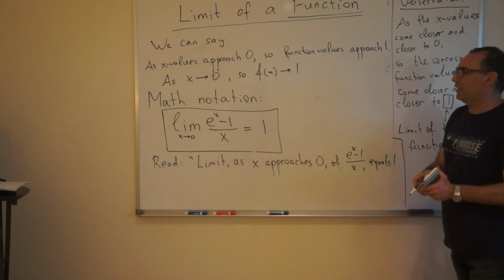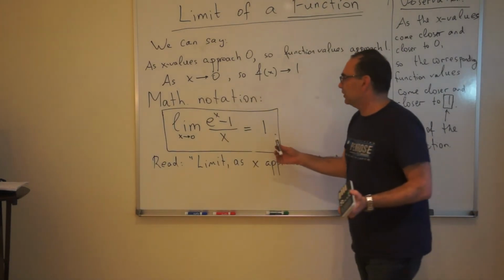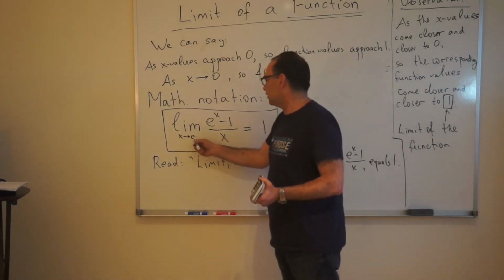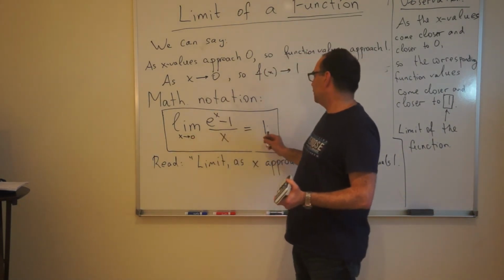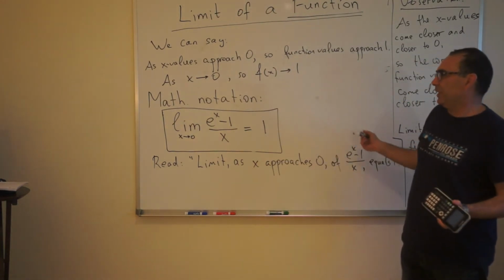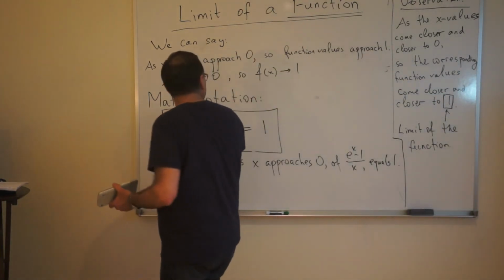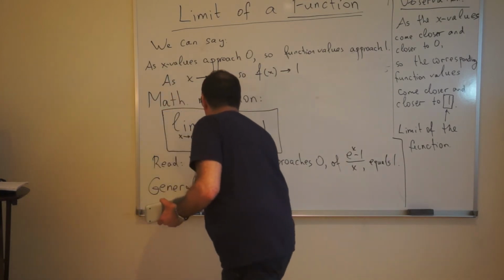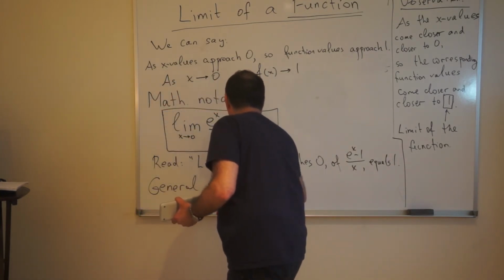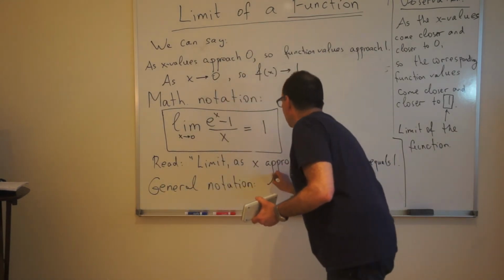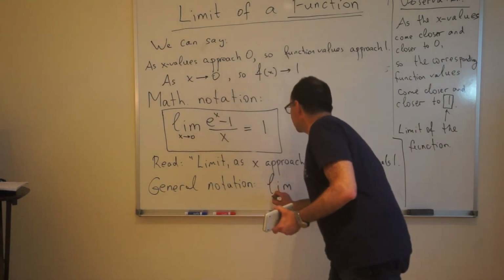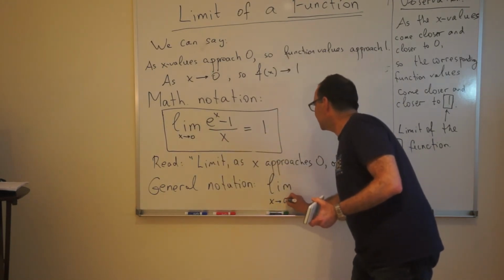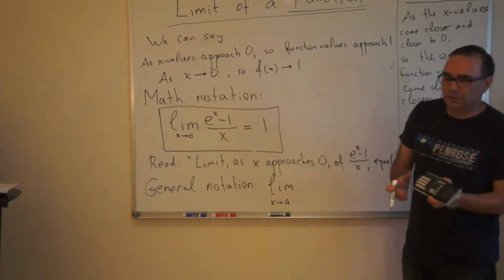Now, of course, we can use a more general notation because x doesn't have to approach 0. In fact, x can approach any other number. And the answer of the limit doesn't have to be 1, it could be any number. So the general notation would be: we still have LIM. Now, instead of 0, we typically put the letter A. This letter means the number where x values approach.